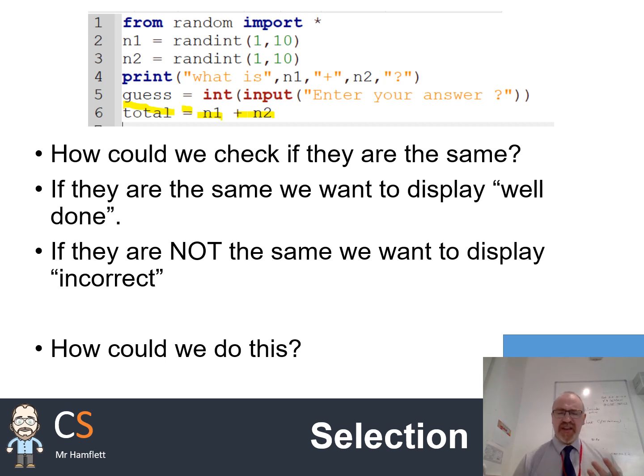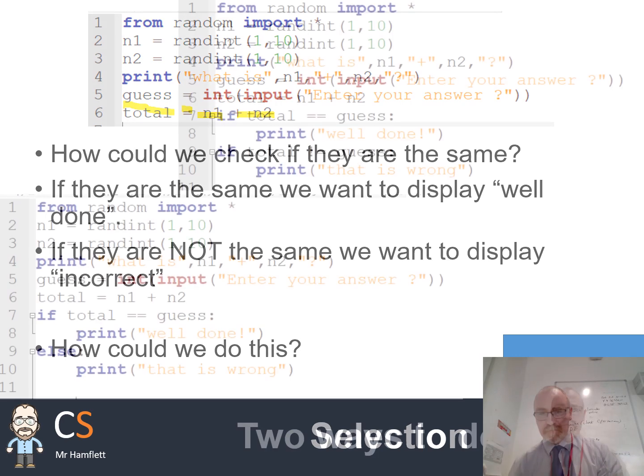The next step is, how do I check to see if the variable guess, the value that the user's typed in, is the same as what the computer's worked out? We've got these two random numbers, we've added them together, displayed the question on the screen, and the user then enters their answer. We want to basically say, are you correct, yes or no? To do that, we need selection because we've got a choice, and two things could happen. We're going to change the program flow. Either we're going to say, yes, this has worked really well, or no, it hasn't.